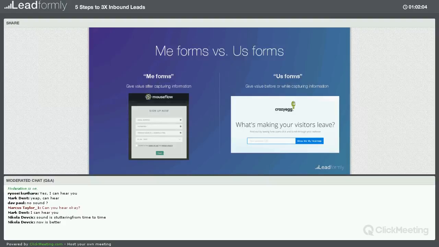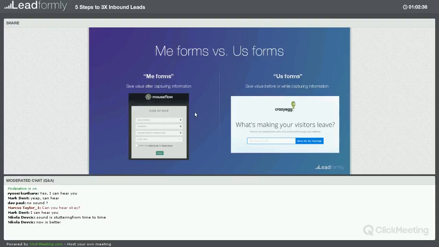We have me forms, which are forms that are all about me. They're all about your business capturing the lead. And then we have us forms, which are forms that simultaneously give value to the user while also capturing that user's information. What we found was that us forms, these forms that give value before or while capturing information, typically convert 2 to 3 times better than forms that simply focus on capturing information.